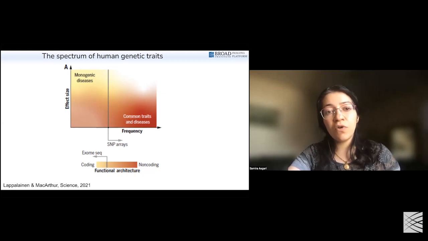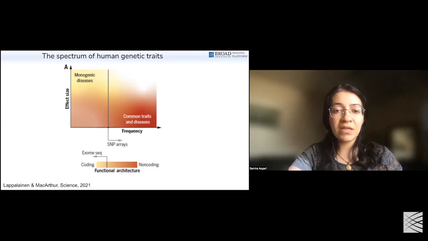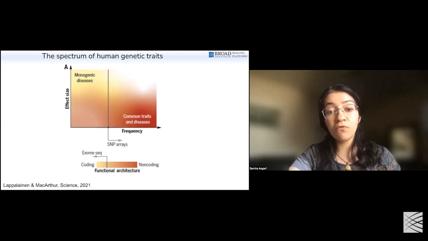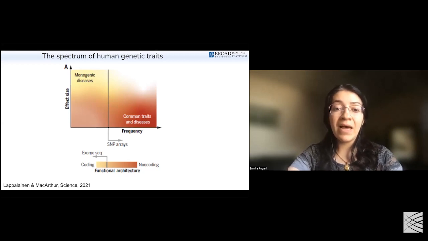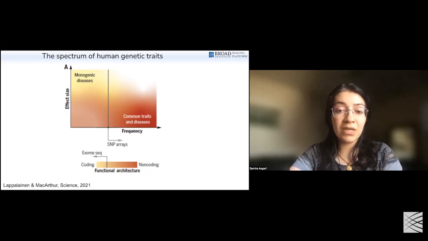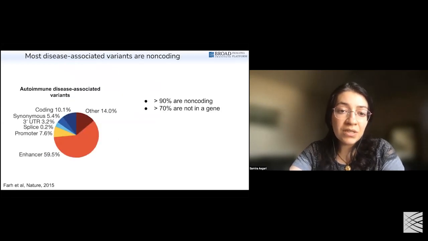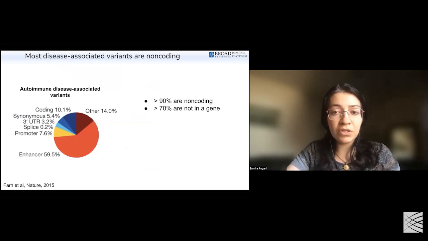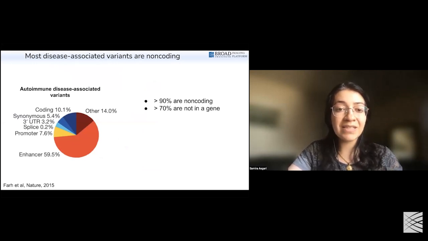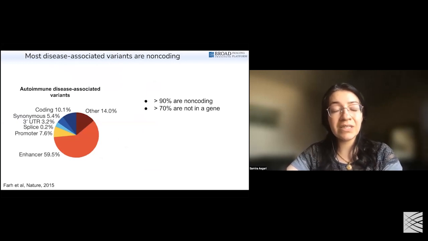And as we move from monogenic traits to more common complex traits, the causal variants for those traits become, first of all, more frequent at population level. Their effect sizes tend to be smaller, and they are more likely to be in non-protein coding regions of the genome. As you can imagine, most of the genome is not protein coding, and as a result, most of the variant disease associations that we have fall on the non-coding part of the genome.